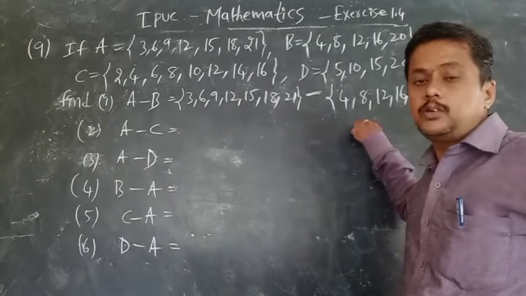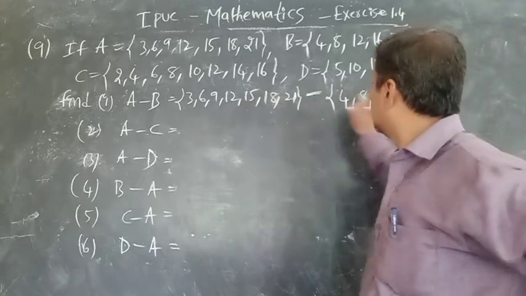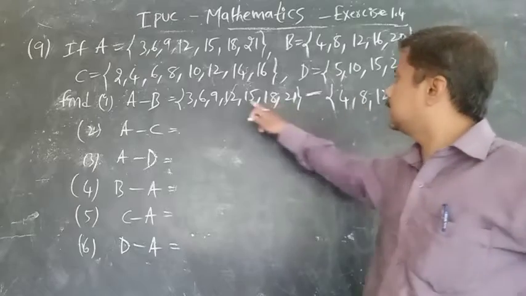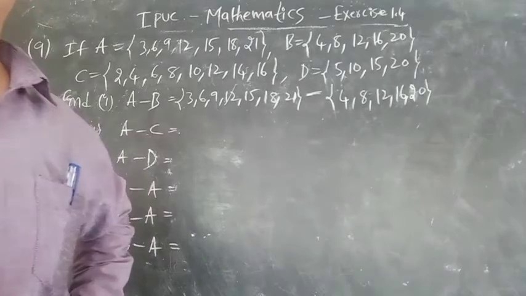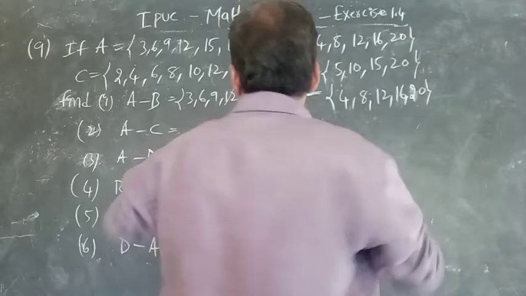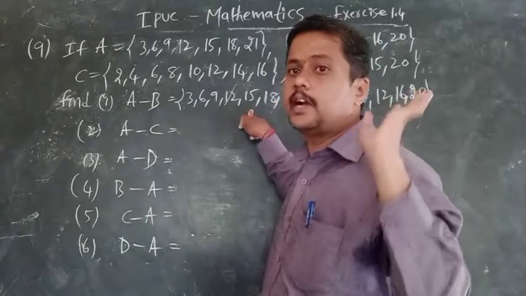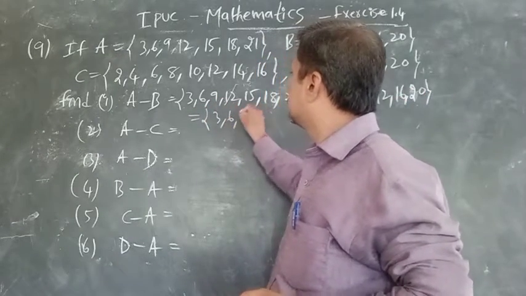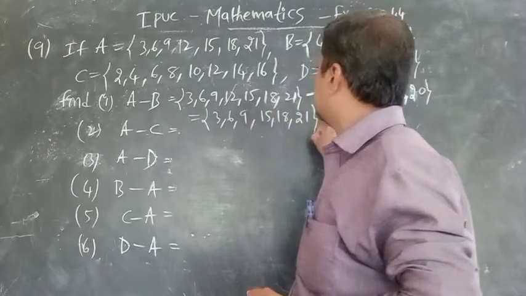Next step, what to do means: 4 is there? Not there, limit. 8 is there? Not there. 12 is there, cancel that one. 16, 20: 16 not there, 20 not there, limit. So only one element cancelled. So remaining elements in the first set, right. What are the remaining elements? 3, 6, 9, 15, 18, 21. So this is the A minus B.